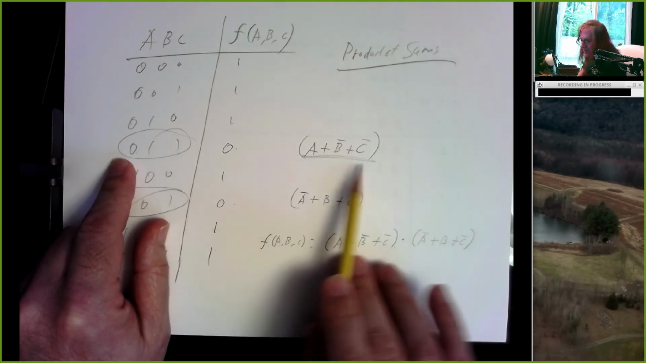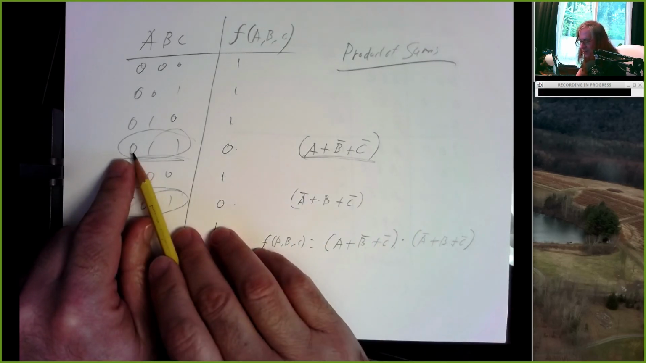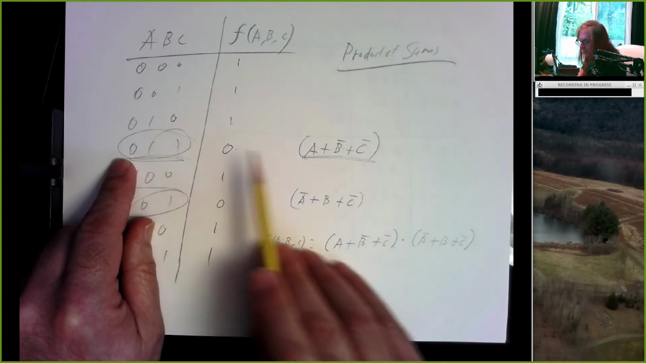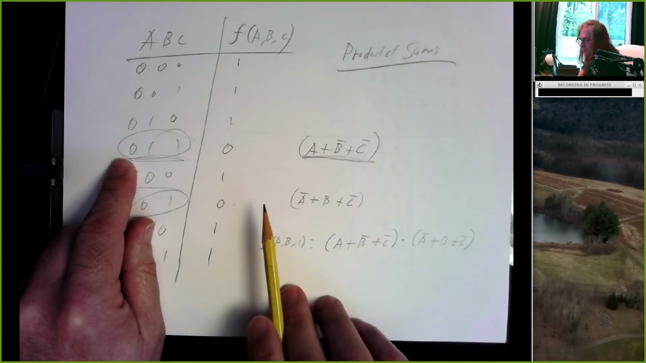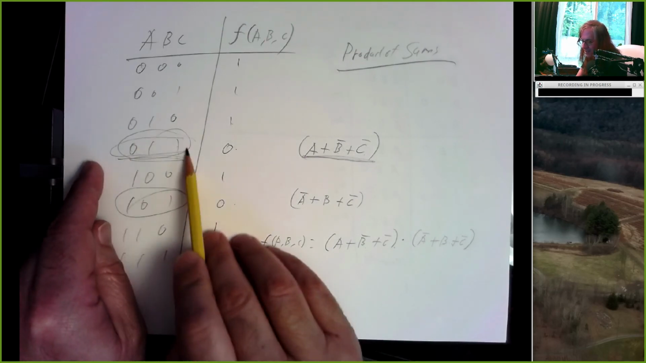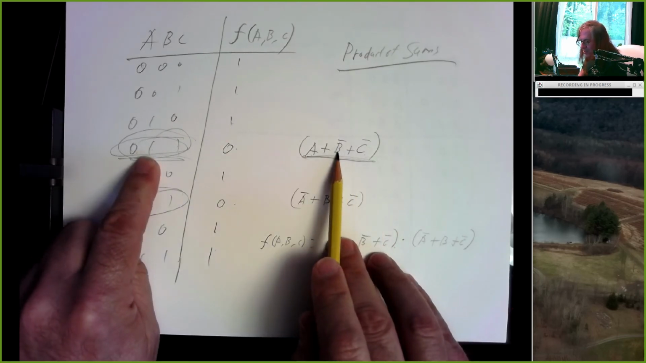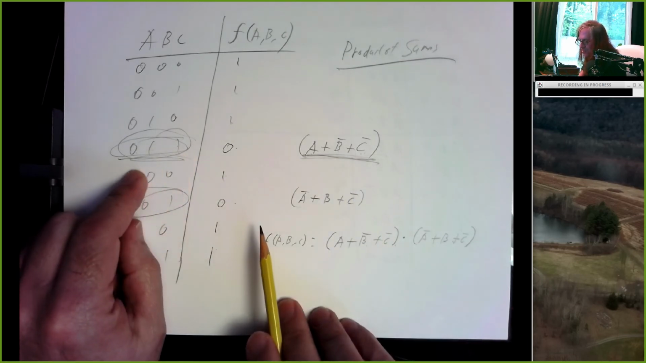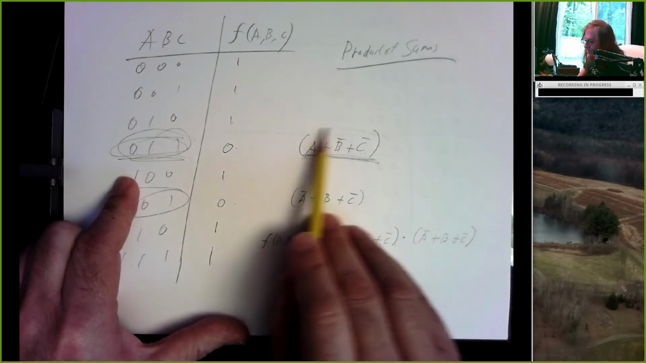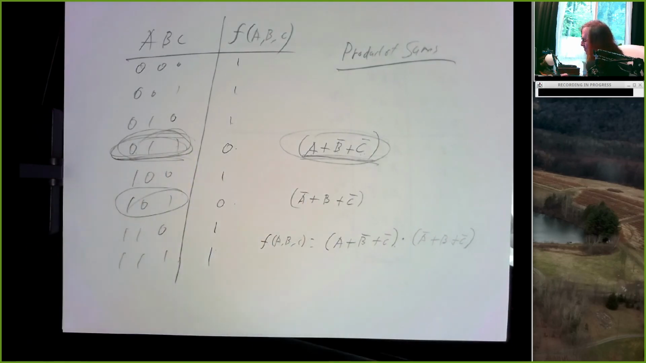So why is this false in this row? Because in this row, A is a 0, B is a 1, C is a 1. Well, this will be false, this will be false, this will be false. The OR will be false. But if we're not in this row, either A is a 1, which makes this true, or B is a 0, which makes this true, or C is a 0, which makes this true. So this term is 0 exactly when we're in this row of the truth table.